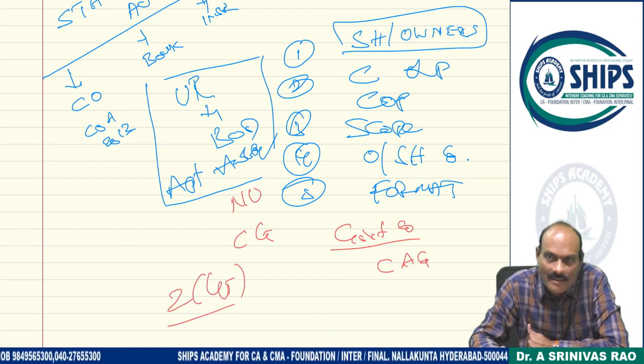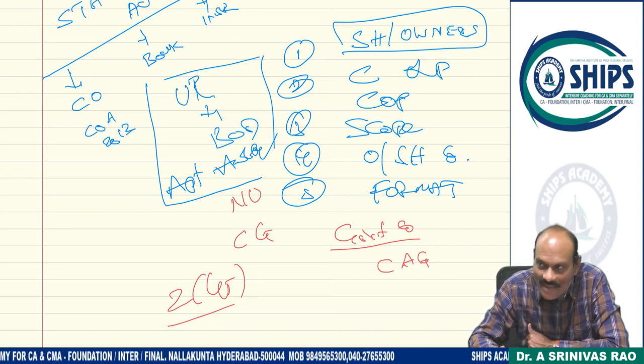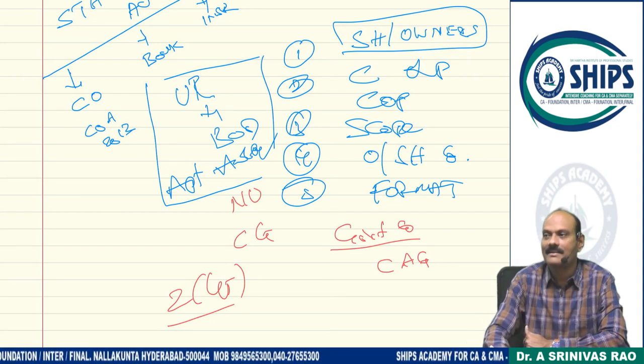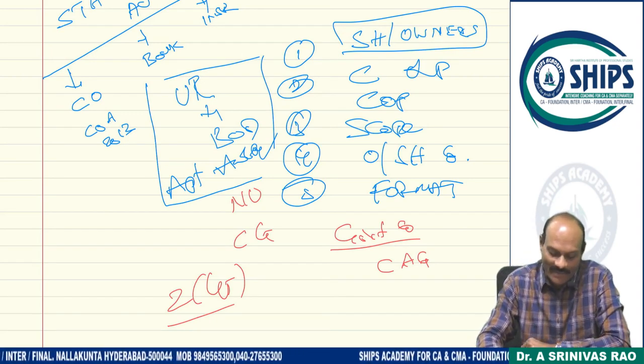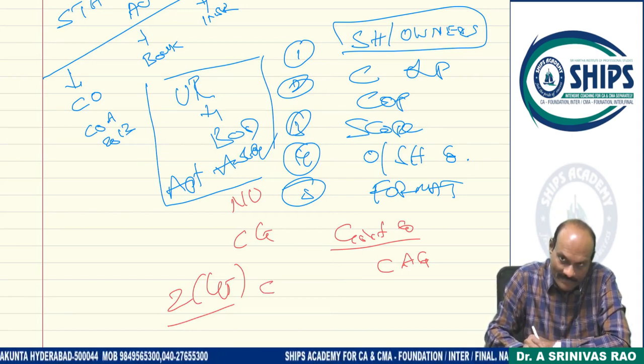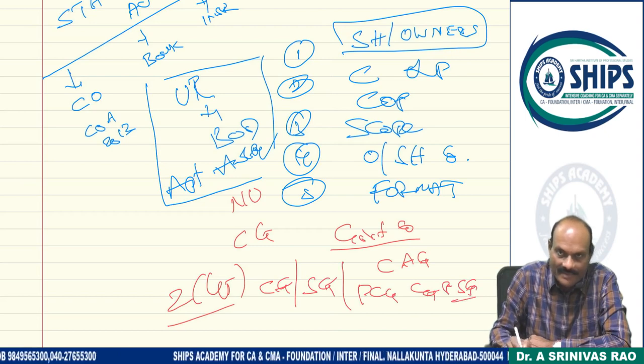A company with more than 51% of the paid up share capital, voting power, held by the central government or state government, or partly by the central government and partly by the state government.